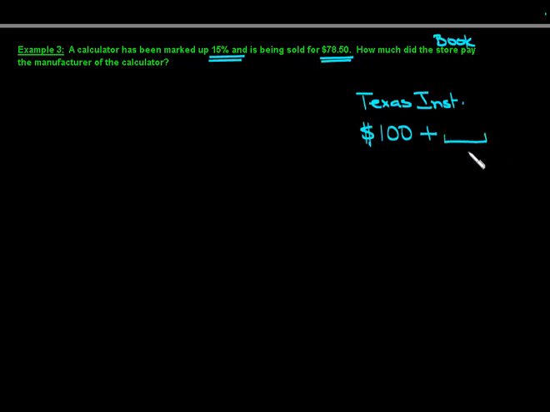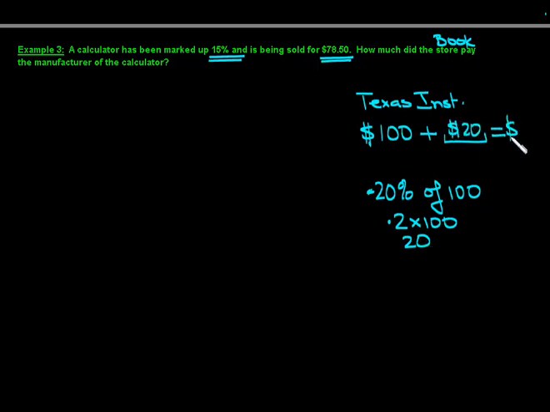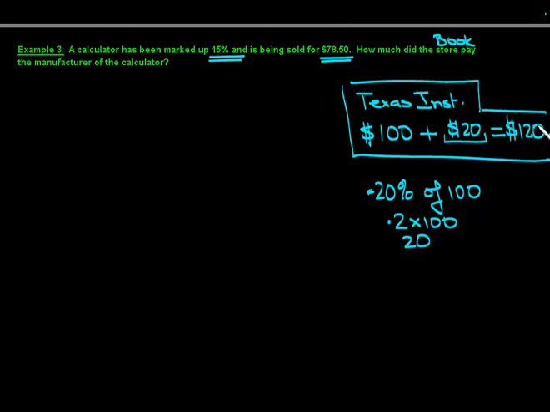So let's say they mark it up by 20%. So 20% of $100 is what? 20% of 100 is the same thing as 0.2 times 100, which would be $20. So they're going to mark it up by $20 and sell it to you for $120. This is just something all businesses do. They buy it from a manufacturer for a fixed amount. Then they mark up the price and sell it to you for a certain amount. And the markup is usually some fixed percentage of what they paid for the calculator originally.